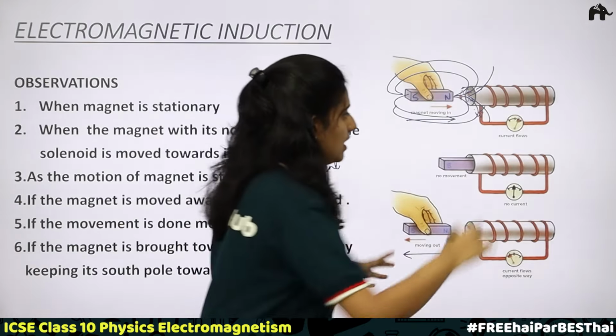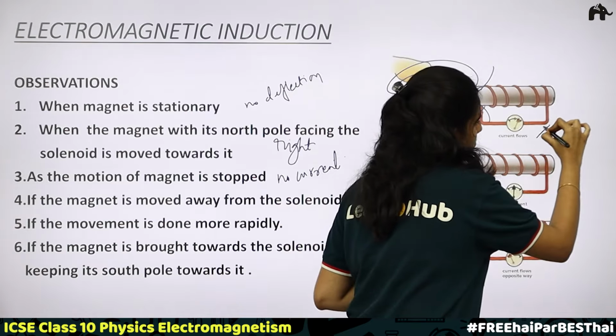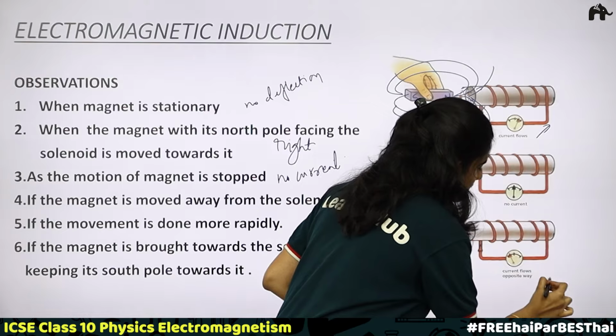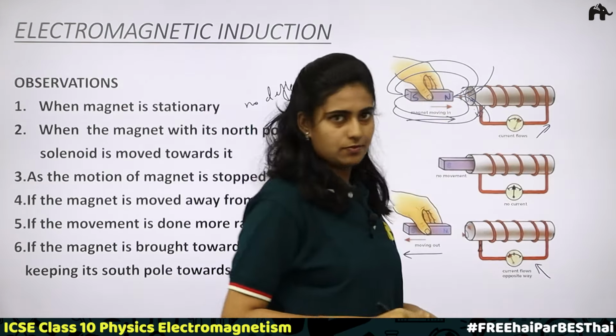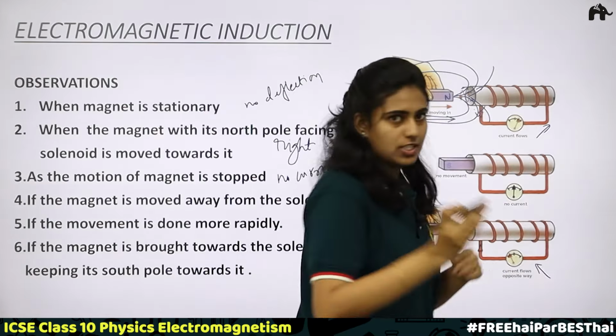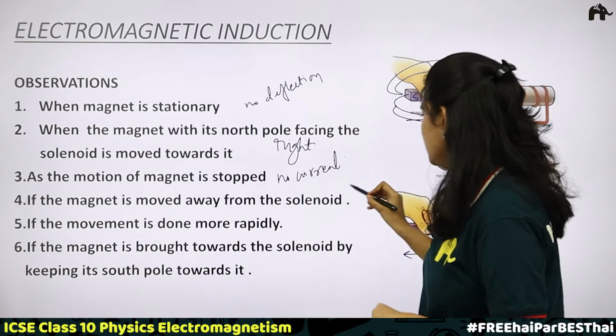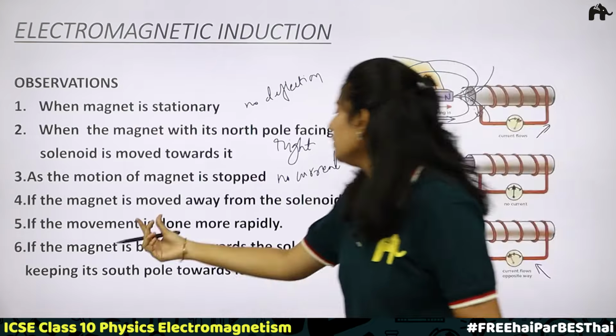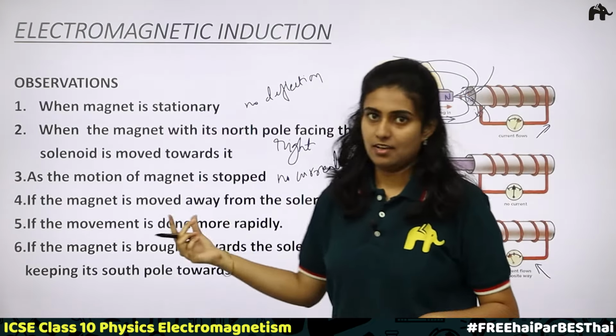Now, the difference is, initially here you can see the deflection is towards right, but here the deflection will be in the opposite direction. Okay, it will be in the opposite direction. Towards left, deflection will be there. Towards left.